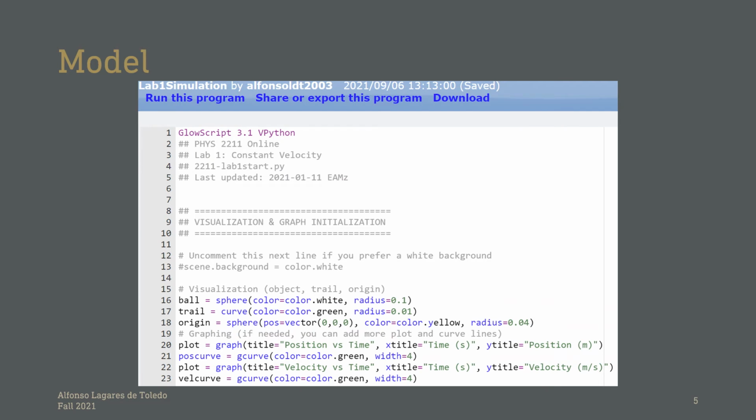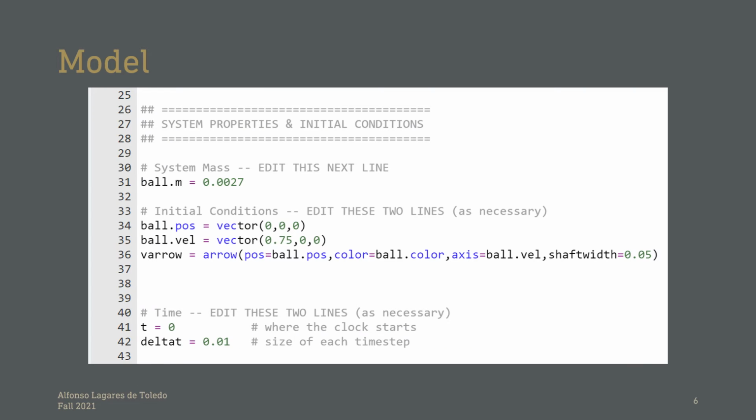Going on to the model, I used GlowScript to simulate the ping pong ball's movement. The ball is represented by this ball object, and a trail and origin are assigned to it. The system is then given a mass, which for the ping pong ball is 2.7 milligrams, an initial position at the origin, and an initial velocity. This velocity is in the positive x direction and was taken from the average velocity of the ball in the tracker data. An arrow representing the velocity vector is also added.